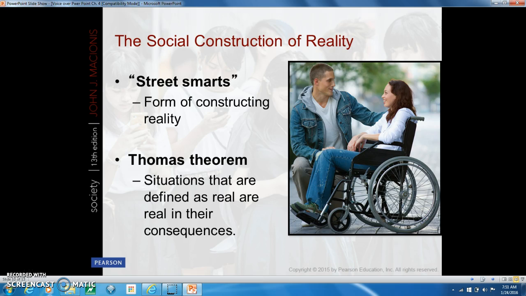Now, there are a couple of theories on social interaction that I would like to go over with you. One is the Thomas Theorem, W.I. Thomas's definition of the situation. And according to this theorem, situations defined as real are real in their consequences. If you've ever been around a paranoid individual, you know that they act defensively. Whether there's anything to it or not, they believe that the situation is real.